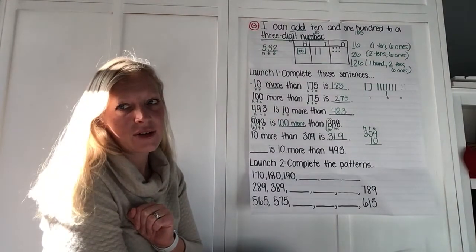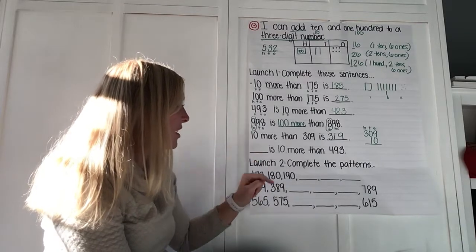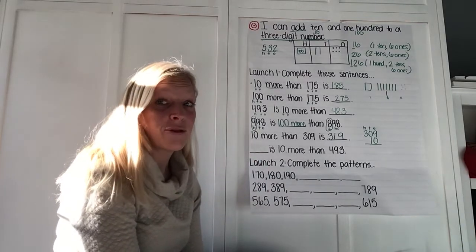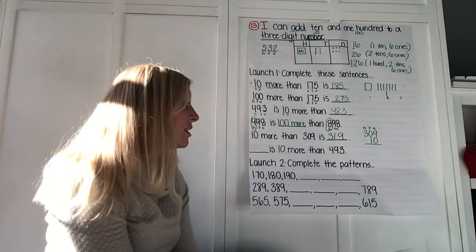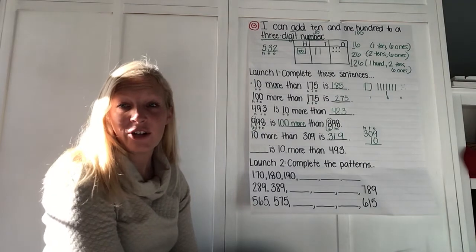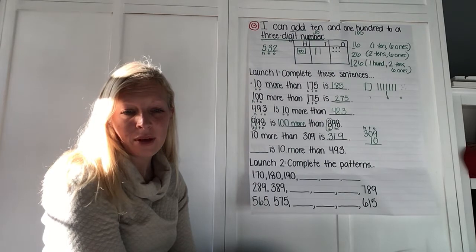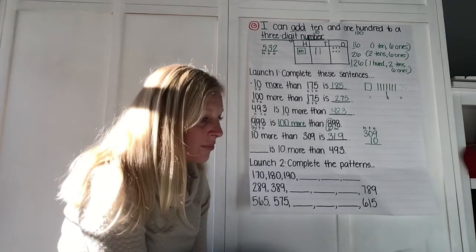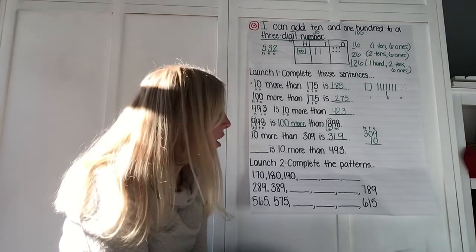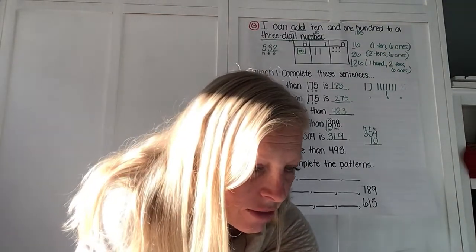All right, here's a humdinger for you. I saved it for last on purpose. Blank is 10 more than 493. Blank is 10 more than 493. What do you notice? What place is changing? So how do you write that? What did you do first?